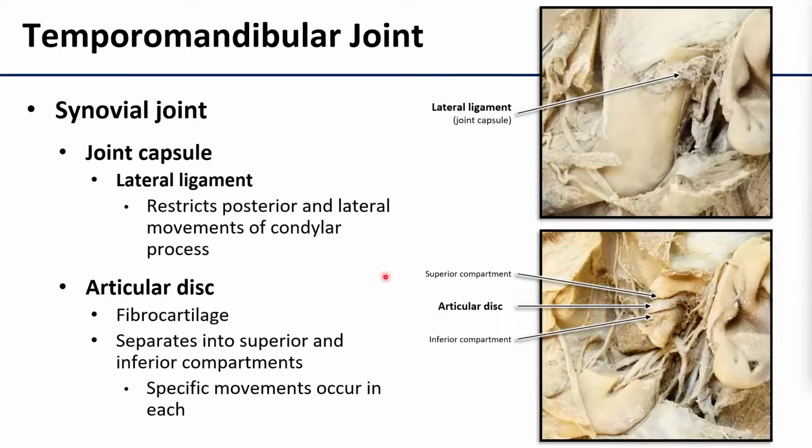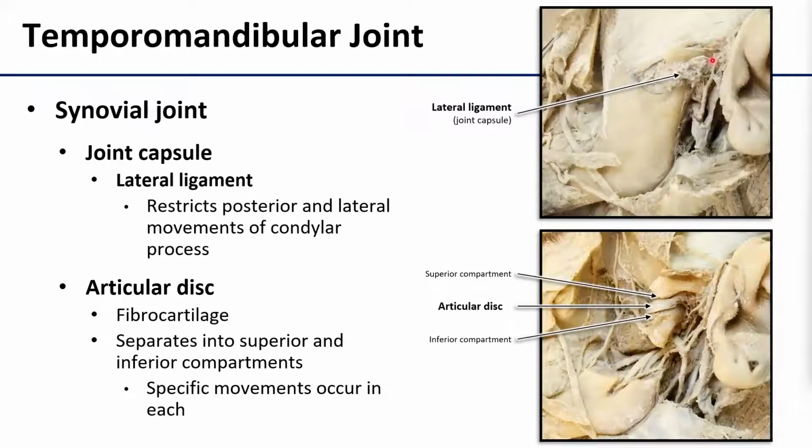In addition to that synovial capsule and membrane, synovial joints also characteristically have a suite of other structures that help to facilitate movement. One of these is a tough, fibrous outer joint capsule. And for the TMJ, the toughest, fibrous part of this is going to be the lateral ligament, which you can see right here in this image.